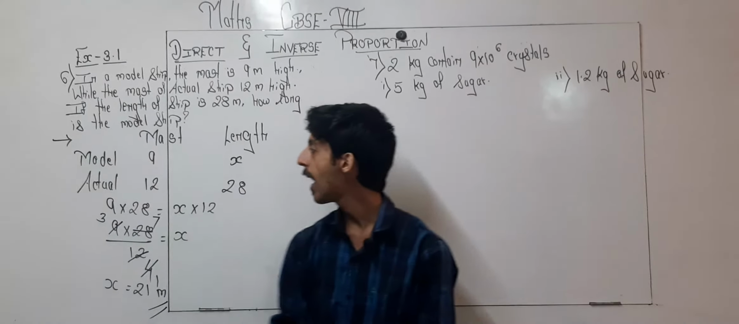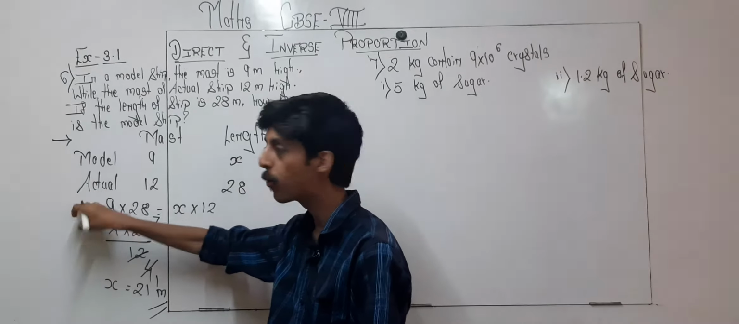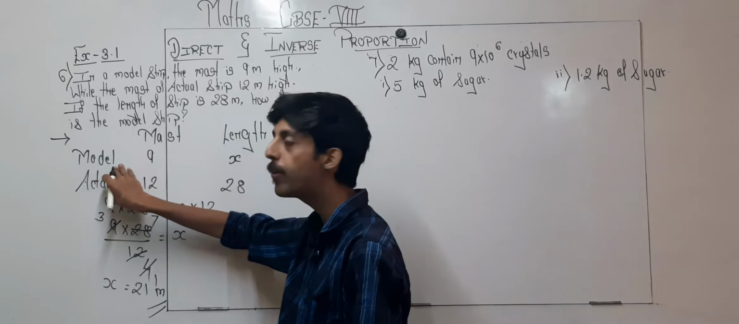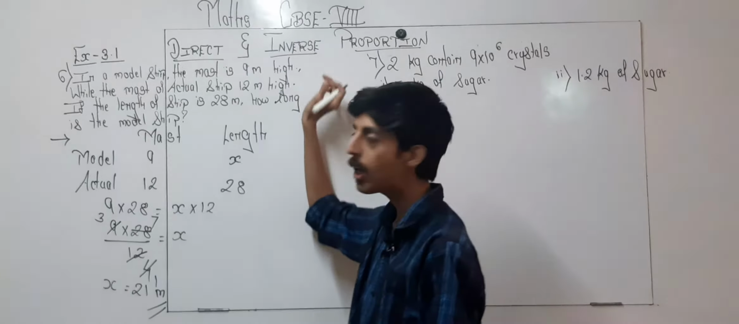Understood? Any doubt? See, the model ship is given and the actual ship is given. The mast of the model ship is given and the mast of the actual ship is given in the form of height over here.